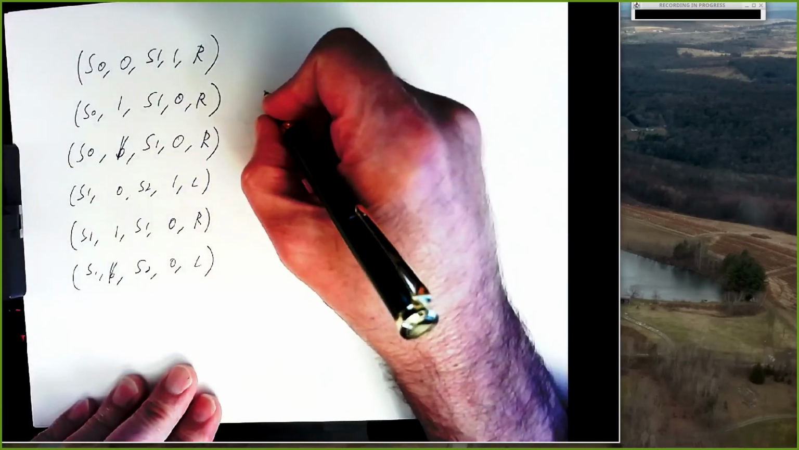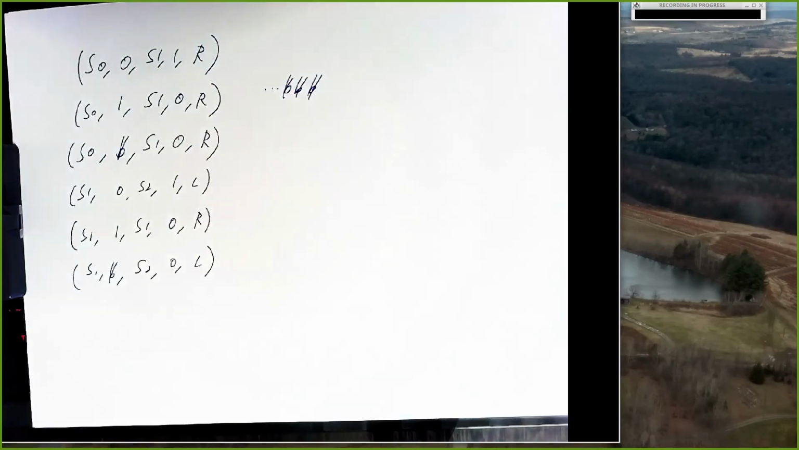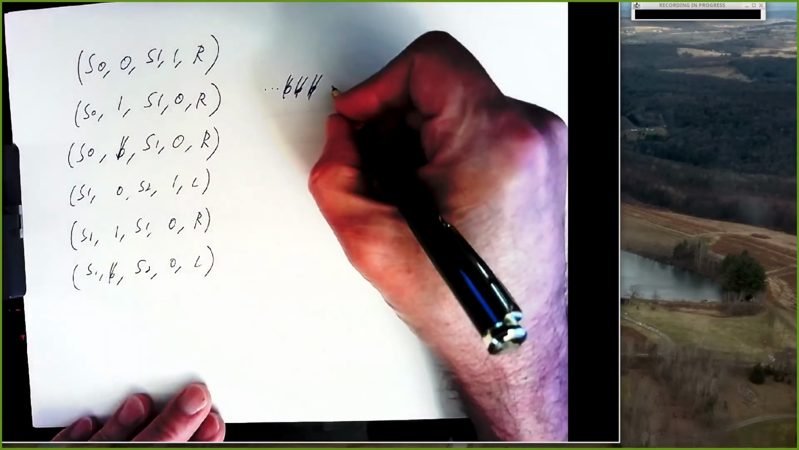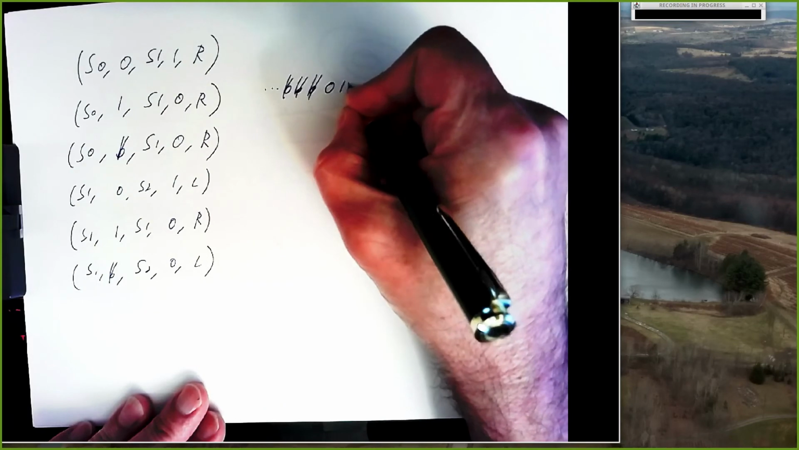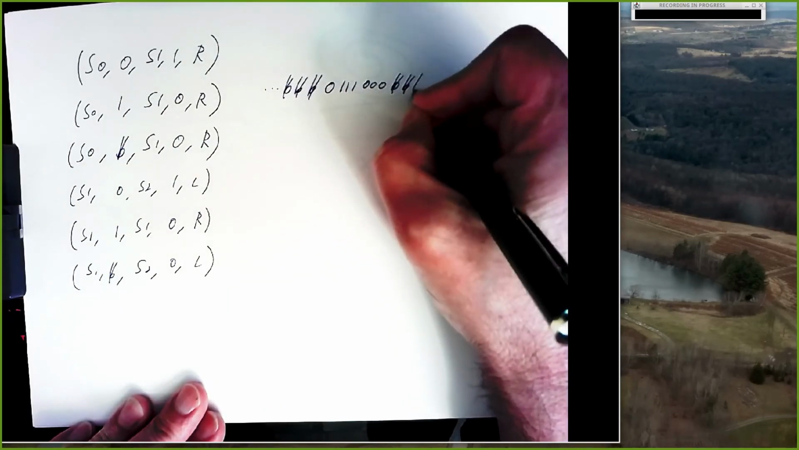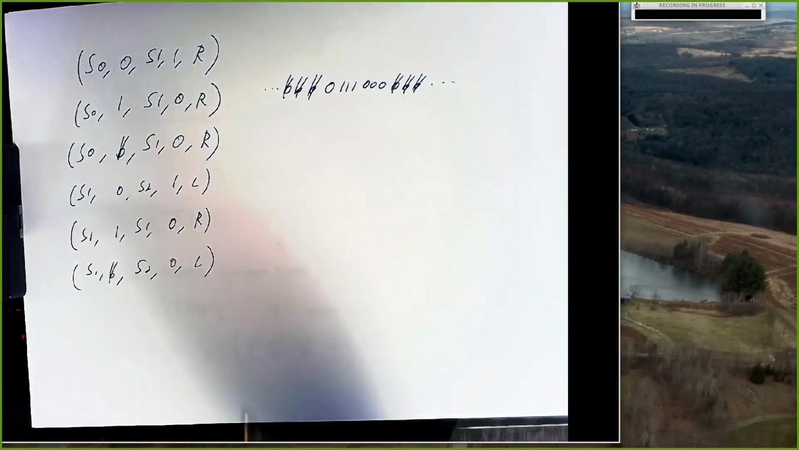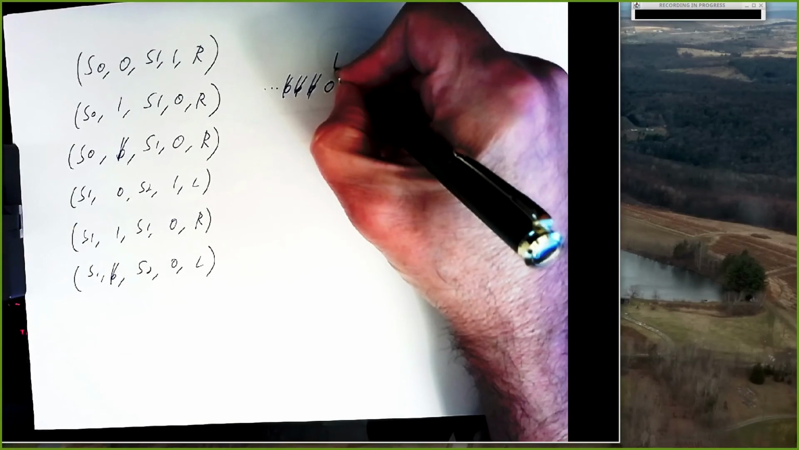So let's imagine what our tape looks like, and suppose our tape has a bunch of blanks all the way over to the left up to some point. And then let's suppose it's got a 0 followed by a bunch of 1s followed by a bunch of 0s and then some more blanks all the way over. And let's suppose our read-write head is sitting right here to begin with.